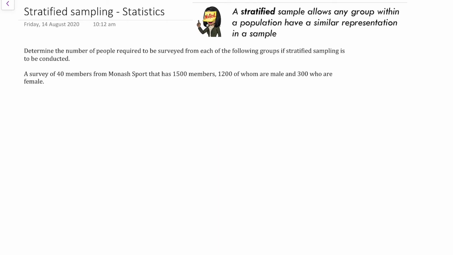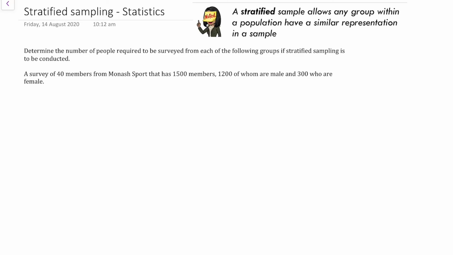So as part of our unit on statistics, we're going to be focusing specifically on stratified samples in this video. What I've put here as a note is that a stratified sample allows any group within a population to be similarly represented within a sample. So to put this into context of what we've been discussing with terminology for statistics, if we've got a population size, we obviously want to survey or extract a sample.